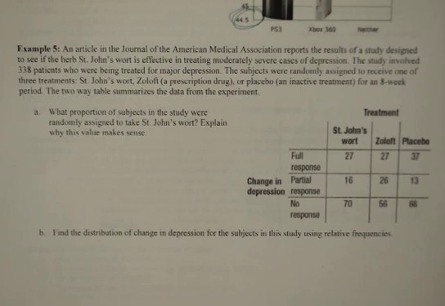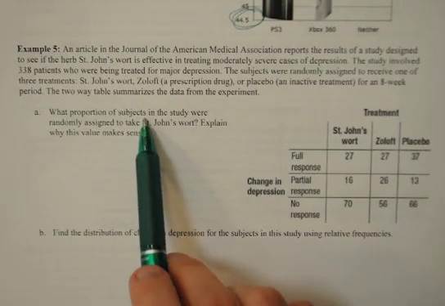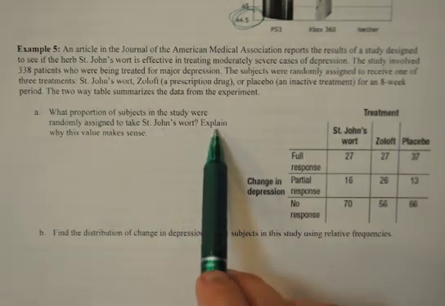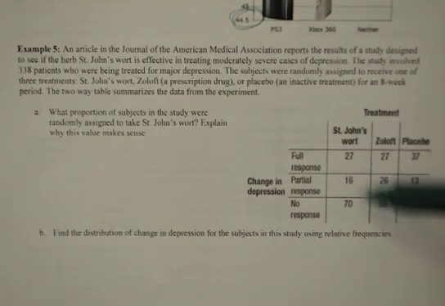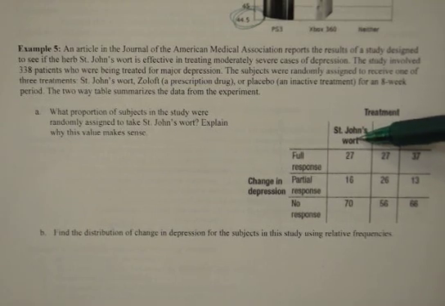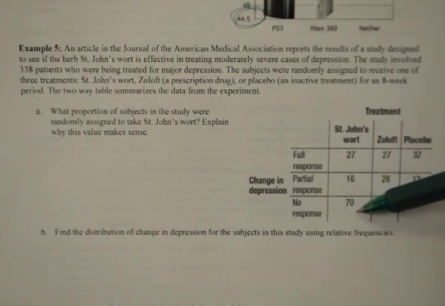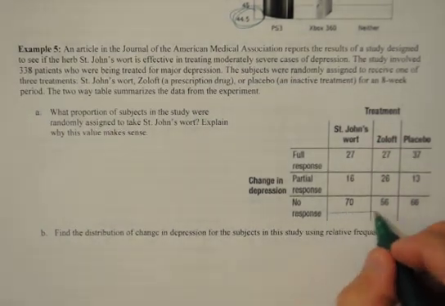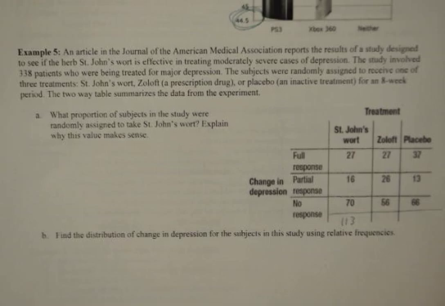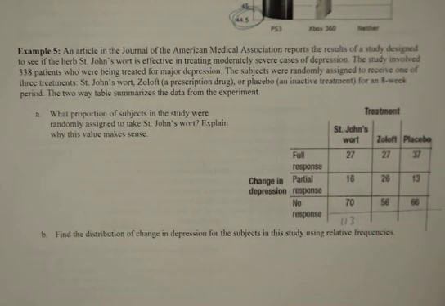All right, pause the video. Read through example 5. So pause the video now, read through example 5, try A, B, and C. And away we go. What proportion of subjects in the study were randomly assigned to take St. John's wort? Explain why this value makes sense. So here's, looks like some sort of study here. So we have St. John's wort, and we can add those up. So if we add those up, that's 113. And the total, if we add up all of these, is 338. I'm just going to put that right there.